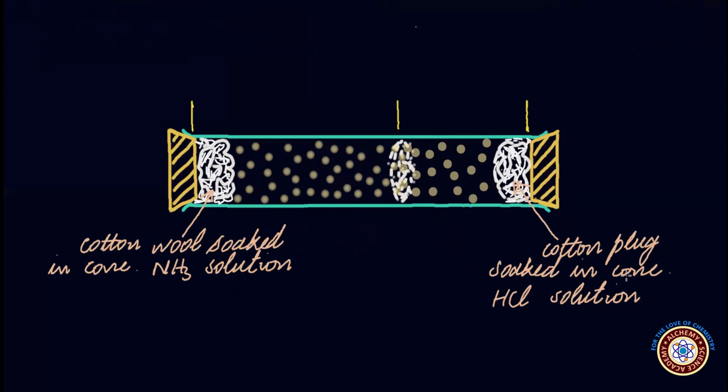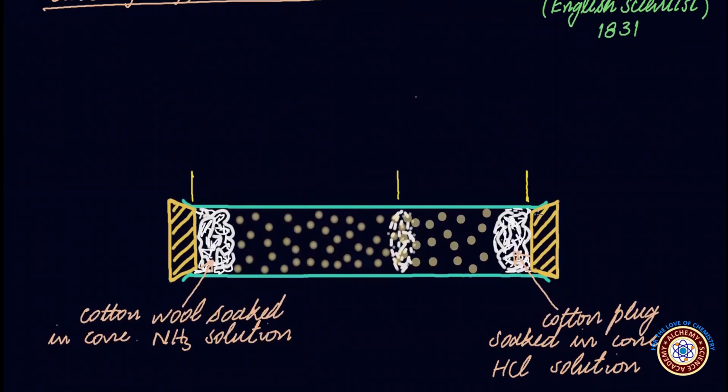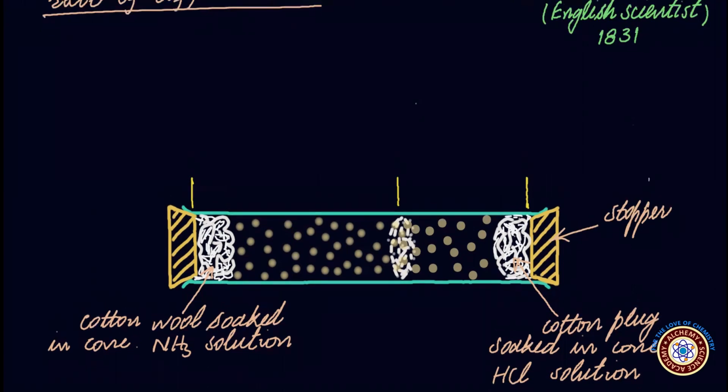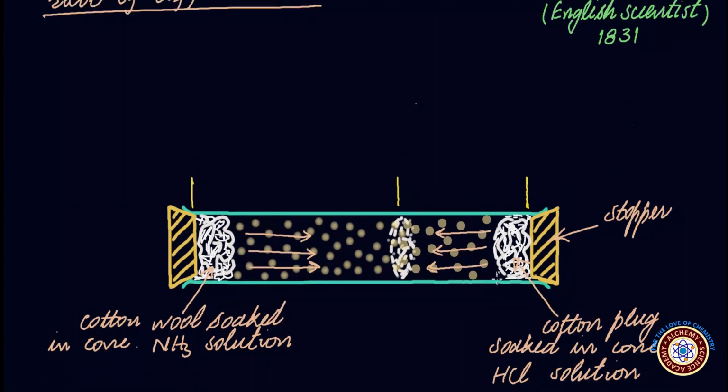Now if both these cotton plugs are placed simultaneously and then the ends are closed with the help of a stopper, both these liquid solutions would evaporate and their vapors would diffuse towards the inside. These are the vapors of ammonia, or particles of ammonia, and these are the particles of hydrogen chloride gas. Both these vapors chemically react when they come in contact with one another, and we can see that at this particular point a ring of white cloudy fumes is seen, and this is due to the formation of ammonium chloride, which is white in color.